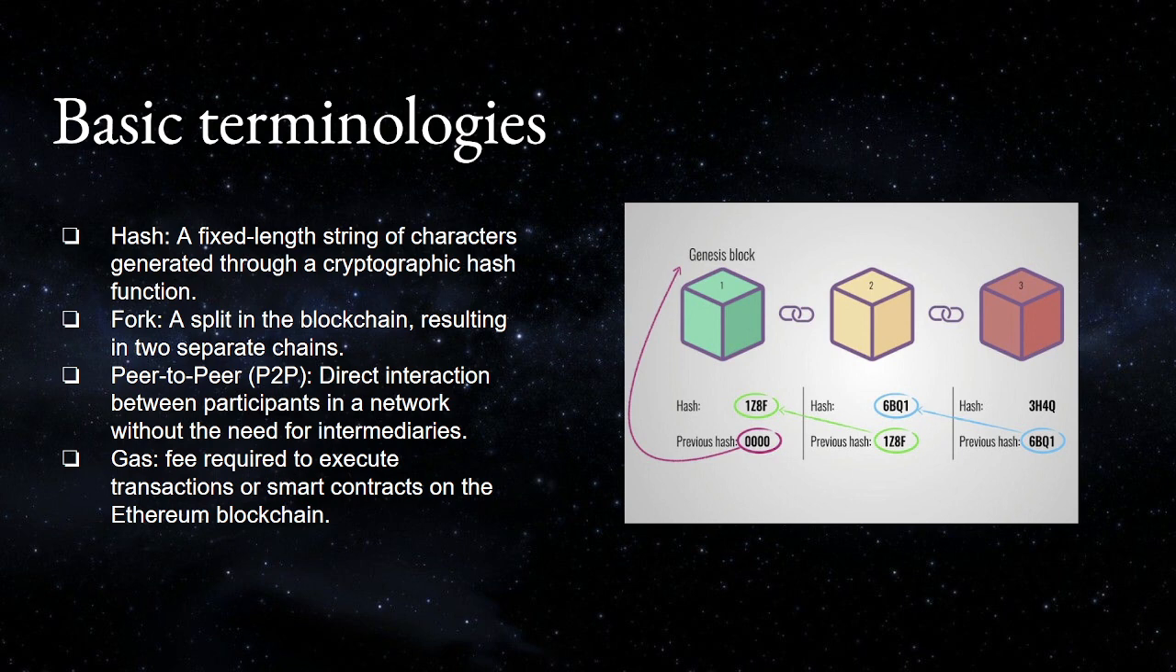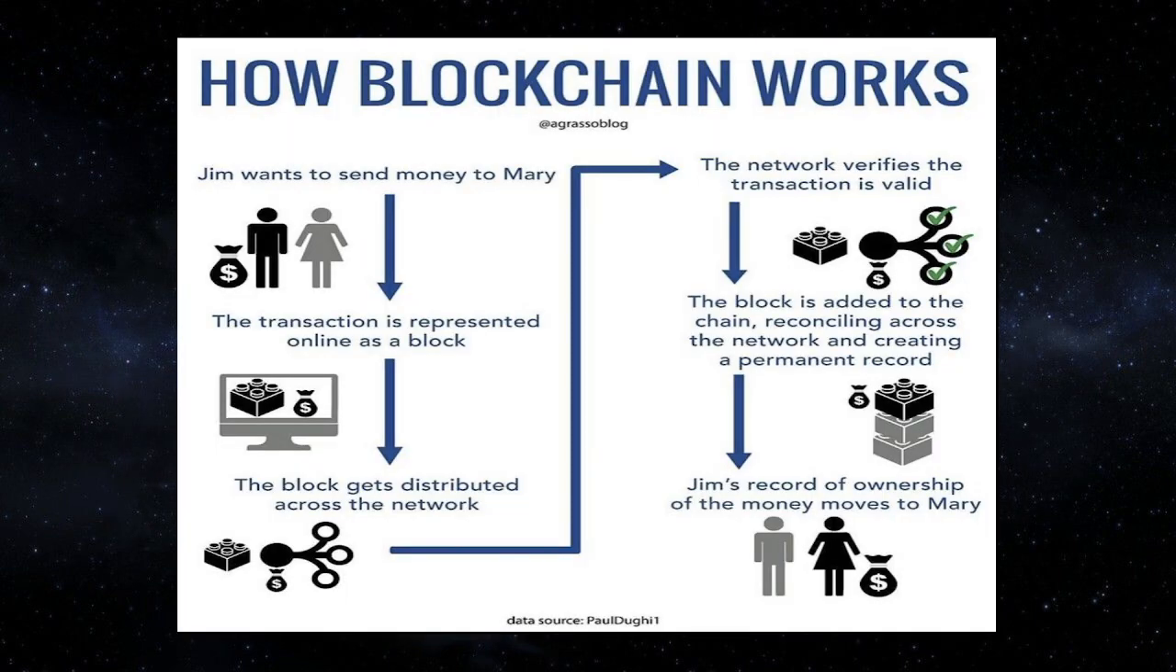Now, what is gas? Gas is basically a fee required to execute transactions or smart contracts on the Ethereum blockchain. Whenever we transact something on the Ethereum blockchain, a certain amount of fees is deducted for the system to deal with those transactions, which is called gas. The fee is called gas.